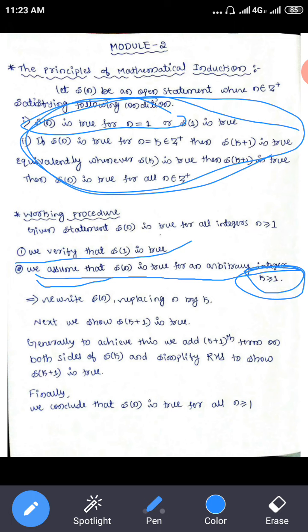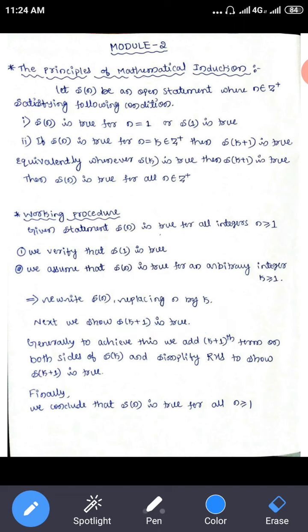Next, rewrite Sn by replacing n by k. Next, we show that S of k plus 1 is true. Generally, to achieve this, we add the k plus 1th term on both sides of Sk and simplify the RHS to show that S of k plus 1 is true. Finally, we conclude that Sn is true for all n greater than or equal to 1. So these are the steps we have to follow.